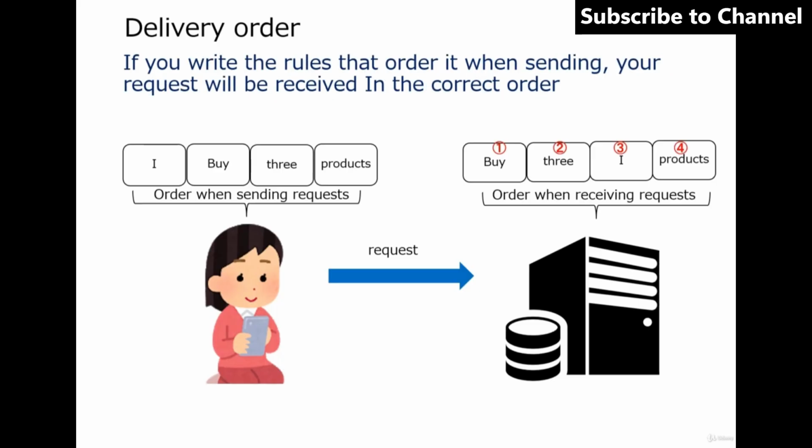For this reason, it's important to determine a kind of rule so that the order can be reorganized at the point where it's received. This rule makes it possible to receive and organize the request messages in order. For example, the rule marks 01, 02, 03, 04 in the order in which they were sent, so they can be sorted in that order when they're received. By doing so, the client side can send a request and the server side can receive it correctly.